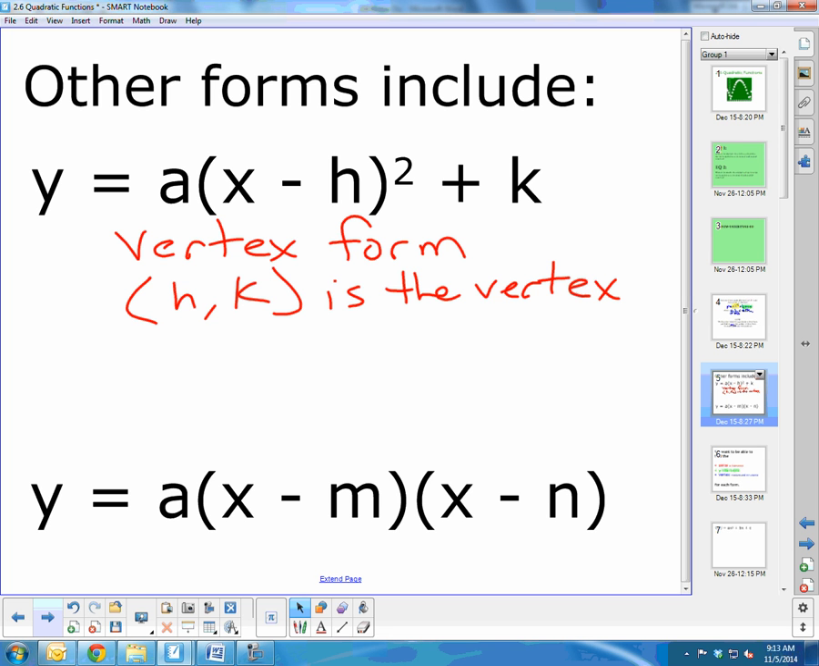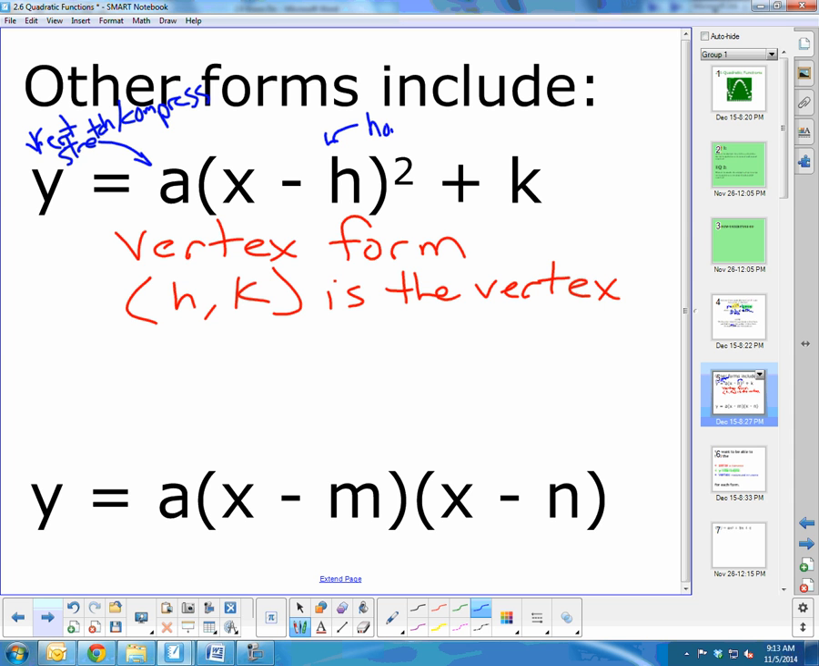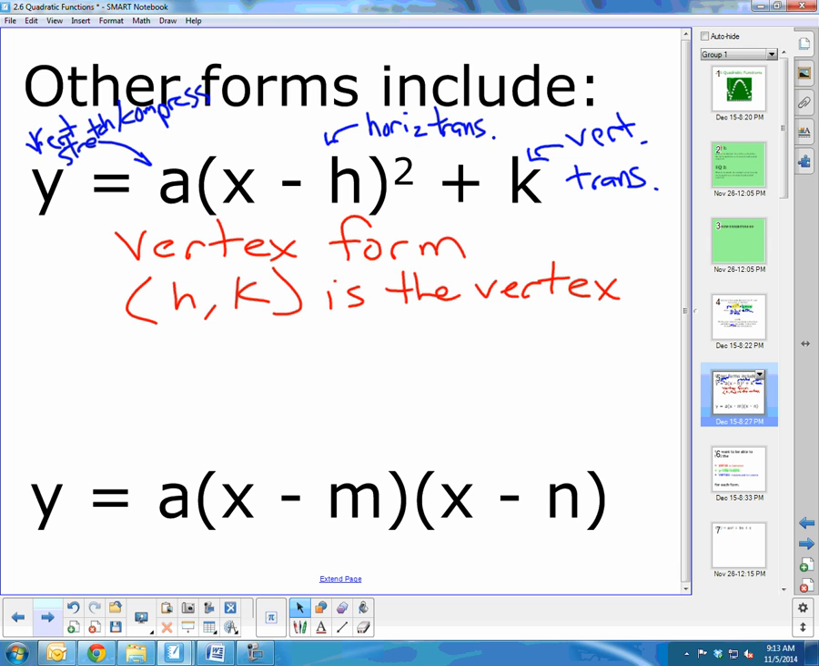But we're going to start using it more because it really uses the transformations that we've looked at previously this year. This a gives us either a vertical stretch or compression. This h gives us a horizontal translation. And the k gives us a vertical translation. And so we can really start to implement the transformations that we looked at previously. But anyways, this is called vertex form.